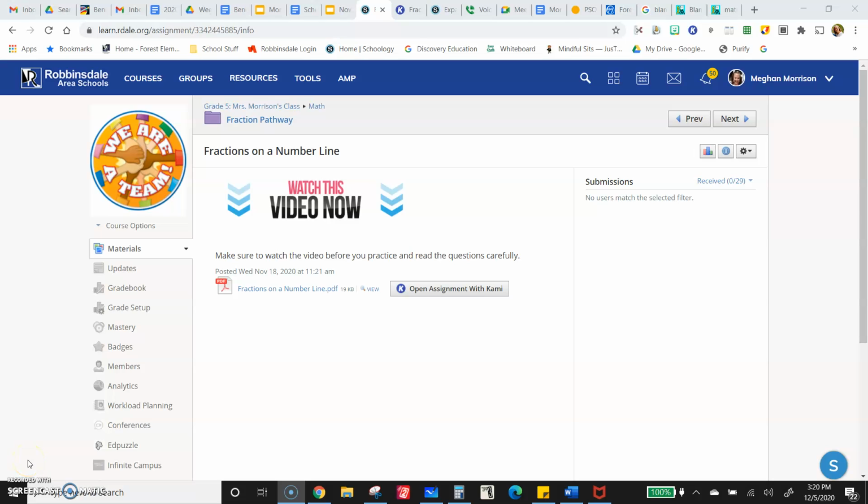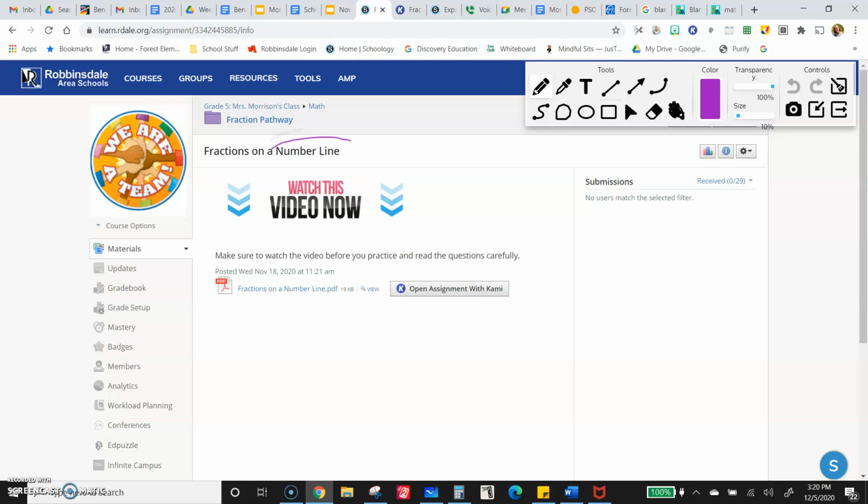All right, my dears, we start our fractions. So there are different ways to represent fractions, sort of thinking about how big they are, and one way is on a number line. So that's what we are going to talk about in this first lesson.